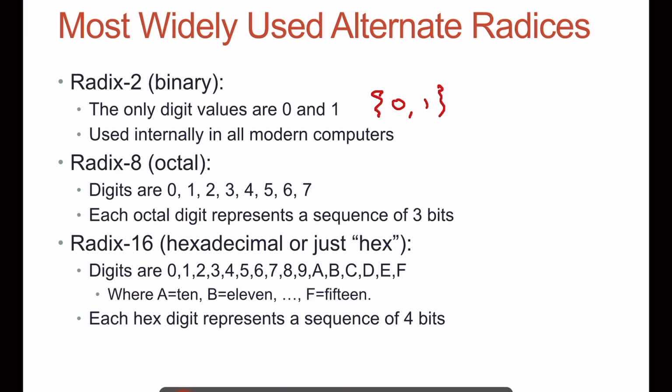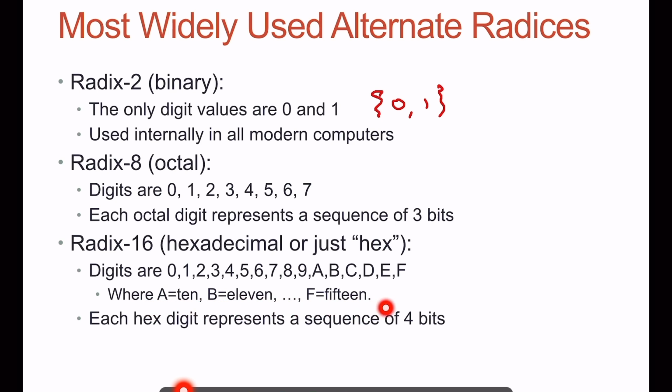Hexadecimal is most commonly used now for visualizing binary values, and it's often called just plain old hex. The digit set is going to be 0, 1, 2, 3, 4, 5, 6, 7, 8, 9, and then 10, 11, 12, 13, 14, 15. Instead of coming up with new symbols to represent 10 through 15, people just use the capital letters on the keyboard. So A is 10, B is 11, all the way up to 15.